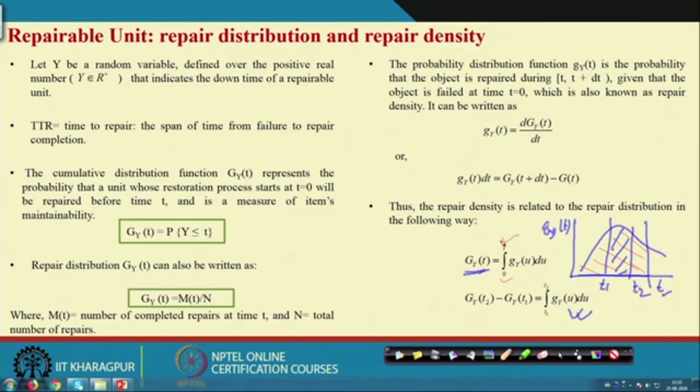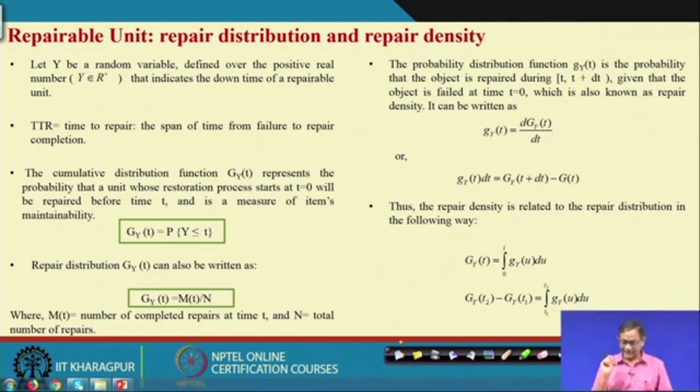Now, in the repair distribution we are seeing the same, similar thing. They are the same, the only difference is that one talks about time to failure, and the other talks about time to repair. I hope that you got it. So, what did you learn now? Repair distribution, repair density function and their relation. We are considering only the repair process, with certain assumptions already given to you.